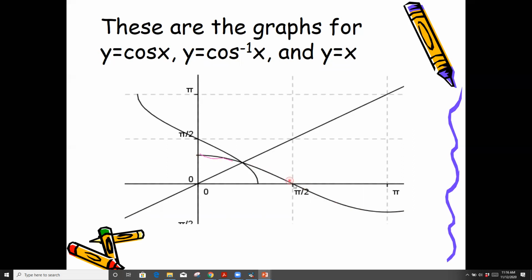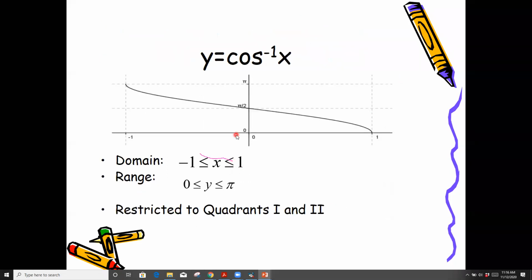But this graph here would be cosine, and then you reflect it over this line, y equals x, and you get cosine inverse. So cosine inverse is going to have a domain of 1 to -1 because that's the range of cosine. And the range of cosine inverse is going to be limited to 0 to pi. Because the range of cosine inverse should be the same thing as the domain of cosine, but cosine has a domain of all real numbers. You can plug in any number for cosine and get a ratio. You have to restrict it.